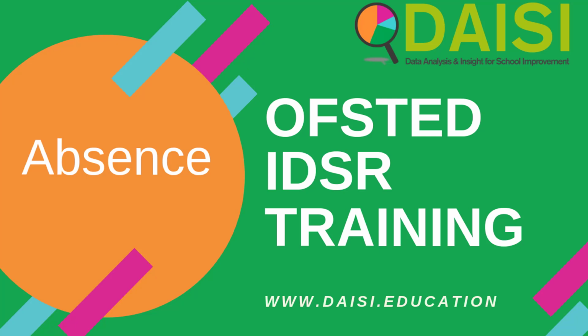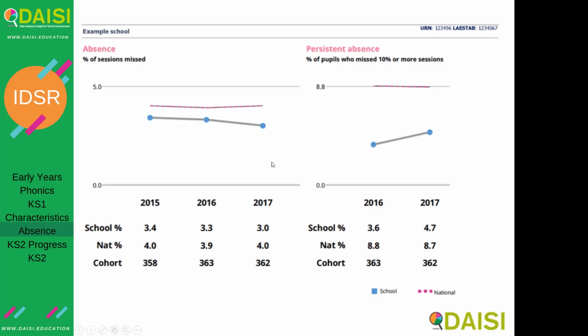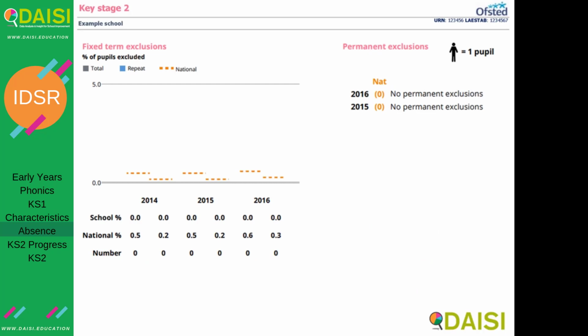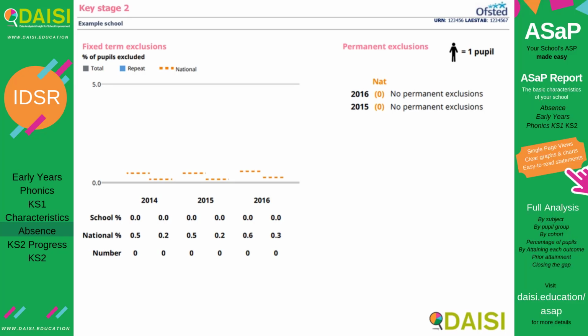In this video we're going to have a look at absence and exclusions. Currently absence and exclusions data is missing from the 2017 IDSR. If however it comes in this sort of format, which just gives total compared to the national average, then my advice to you would be to supplement this with the data from the ASP, because this contains group level data as well, which is partly what Ofsted is looking at.